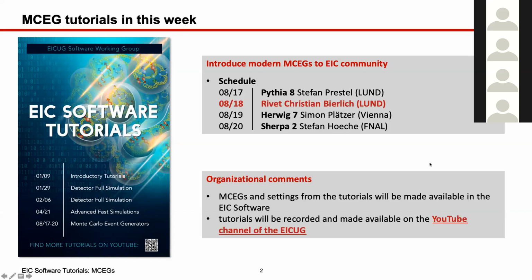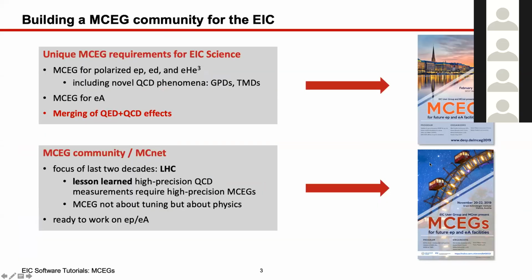The motivation of our tutorials is that for the EIC we have unique Monte Carlo requirements. Generators for polarized protons, but also polarized light ion processes. We need Monte Carlo event generators for electron-ion, and our precision physics requires a very detailed understanding of the merging of QED and QCD effects.